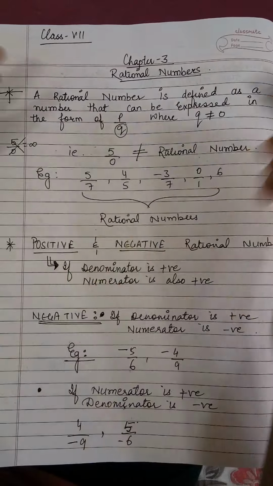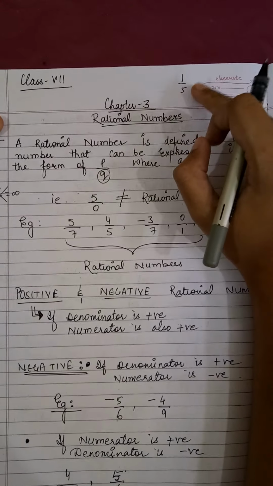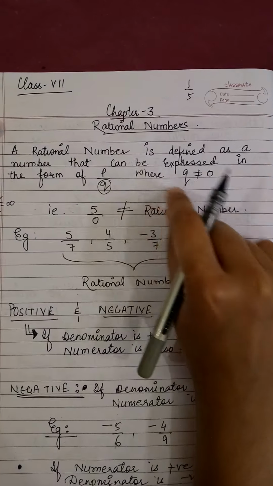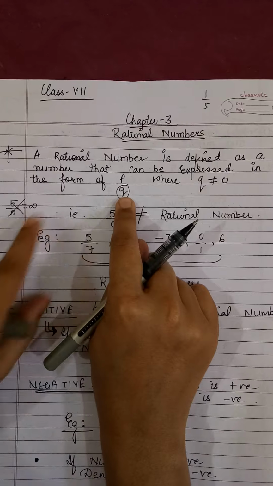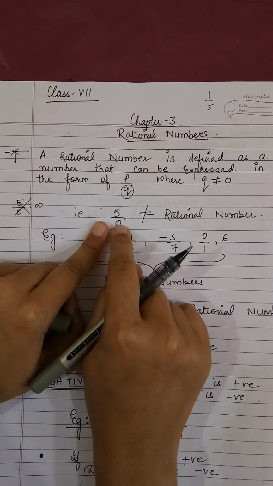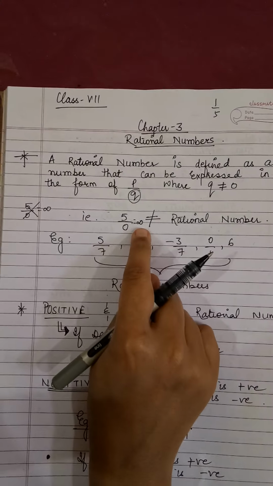For example, if I am writing here 1 upon 5, 1 upon 5 is a fraction, so that means this is a rational number, right? Where q is not equal to 0. Now, this denominator should not be equal to 0. Why? If I write 5 upon 0, then it will give me infinity. That means it will give me not defined.